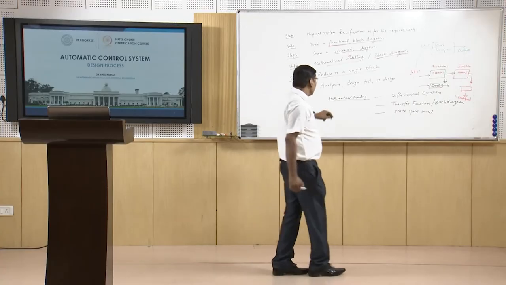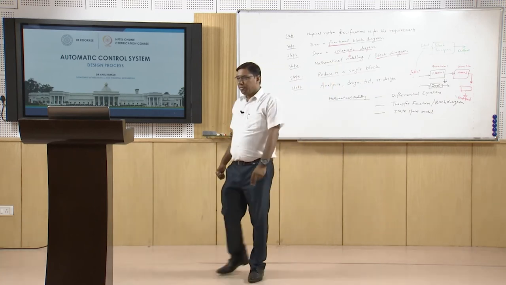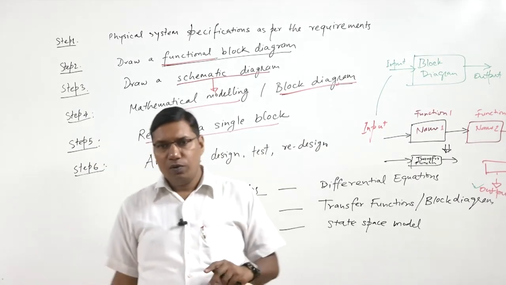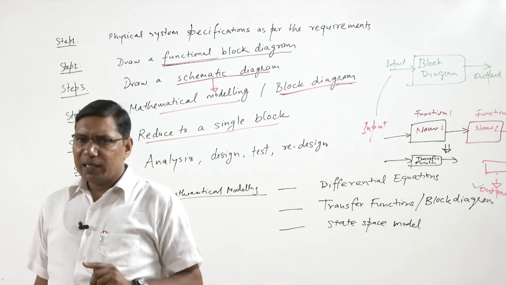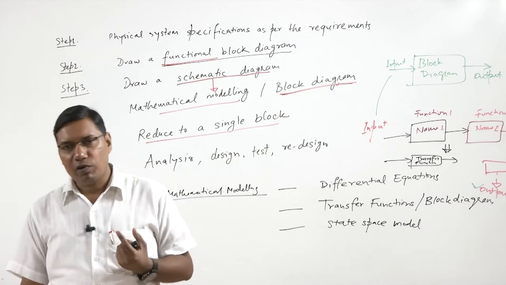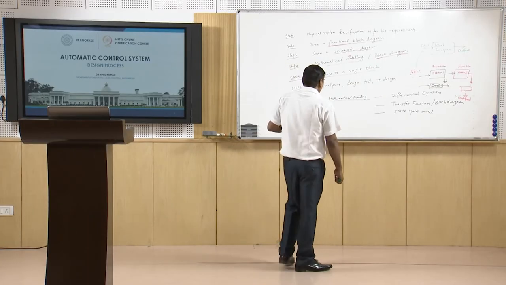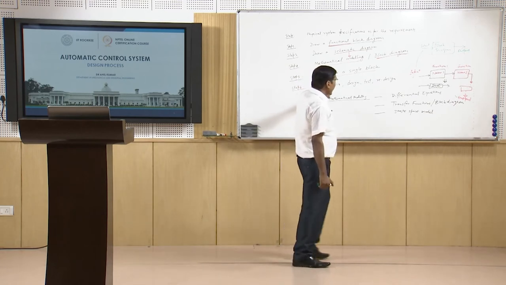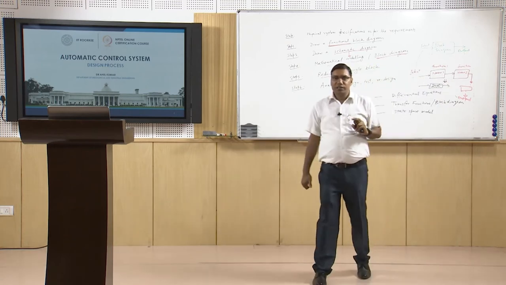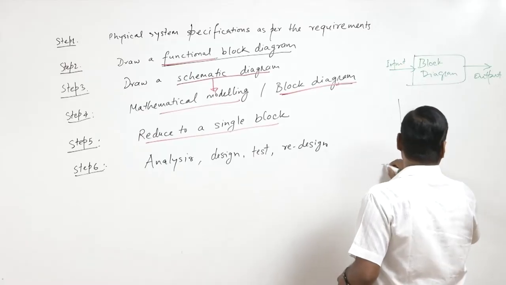Now, analysis, design, test, redesign. In the last step 6, we do analysis. We said that analysis is a process through which the system's performance is assessed. So we give input and we get output, and we see what the response of the system is.